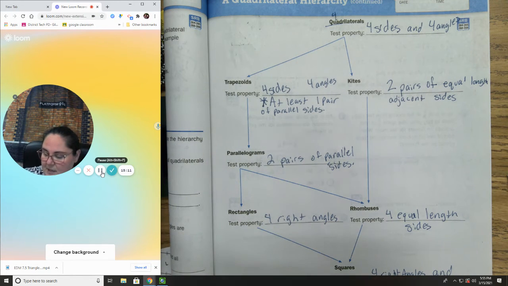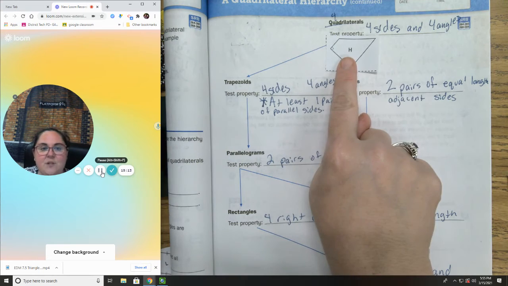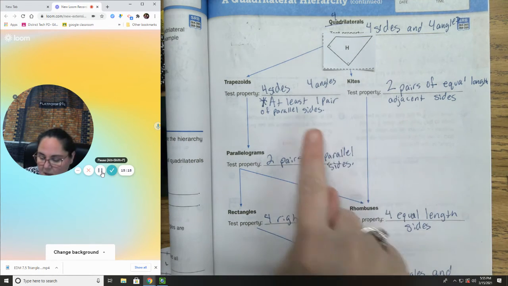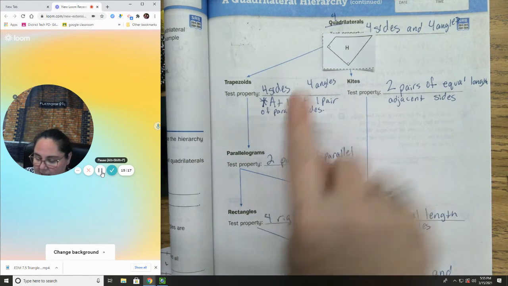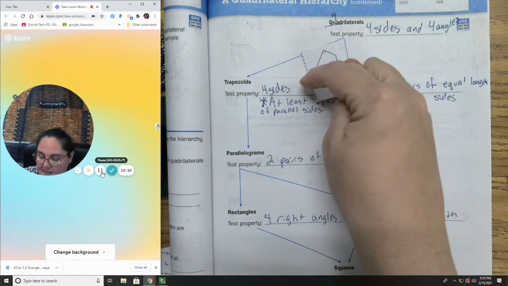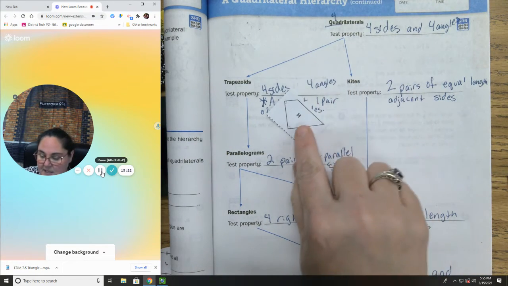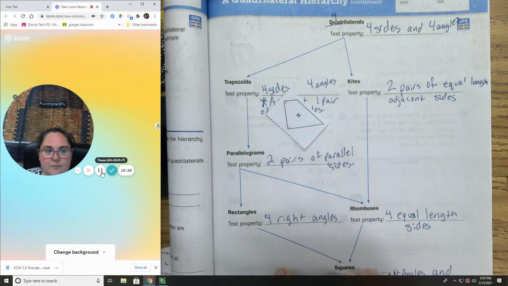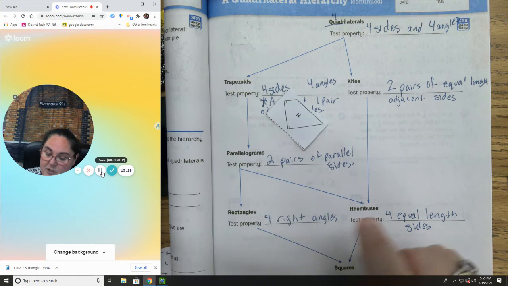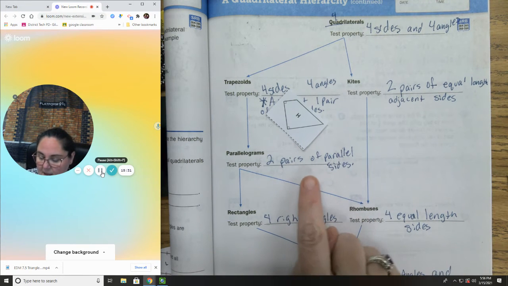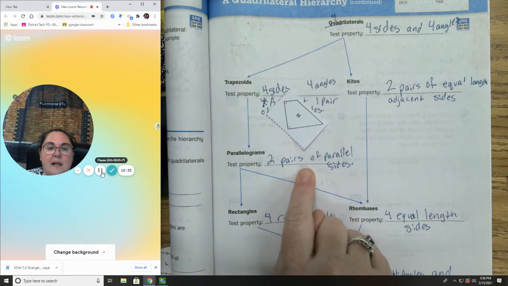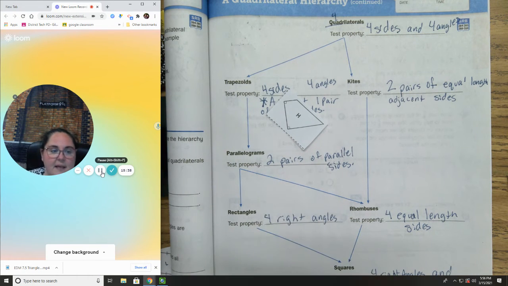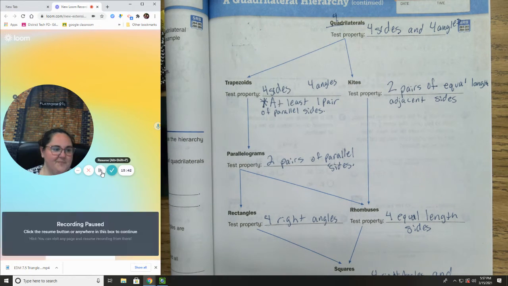Okay, let's do another one. Four sides, four angles. Yep. One pair of parallel sides. All right, I see that this side and this side are parallel. So technically it goes here. Two pairs of equal adjacent sides? Nope, because that one's the longest. Nope. So far we're a trapezoid. Does it have two pairs of parallel sides? What do you think? Is this going to go down to the parallelogram or will it be a trapezoid?